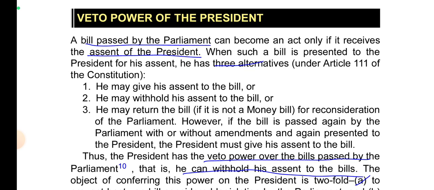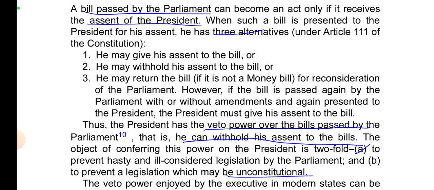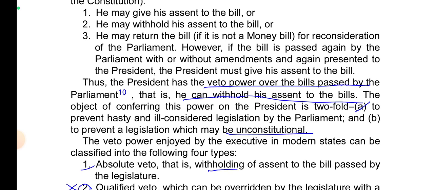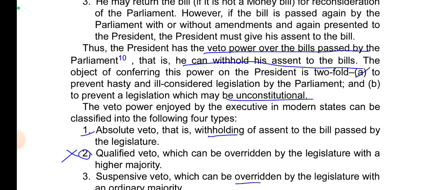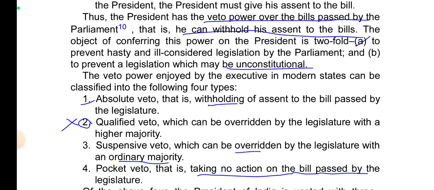Veto power of the President. A bill passed by the Parliament can become an act only if it receives the assent of the President. When such a bill is presented to the President for his assent, he has three alternatives, already read. However, if the bill is passed again by the Parliament with or without amendments and sent again, the President has to give assent. The President has the veto power over the bills passed by the Parliament. That is, he can withhold his assent to the bills.